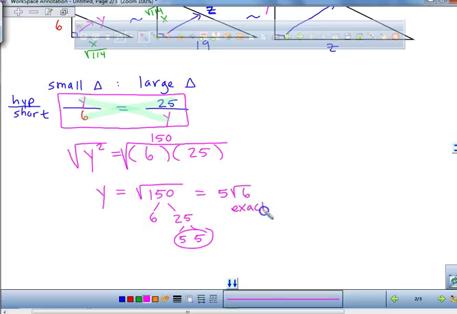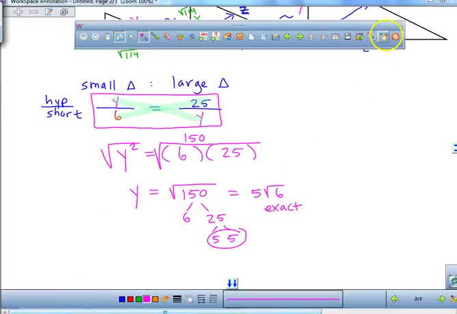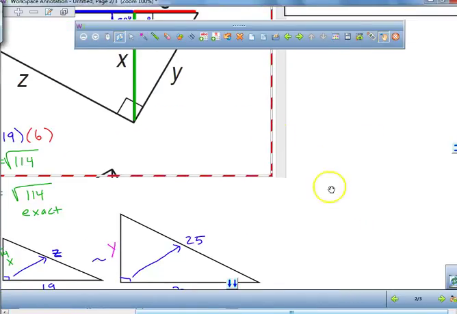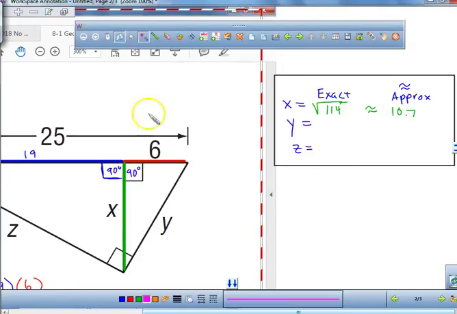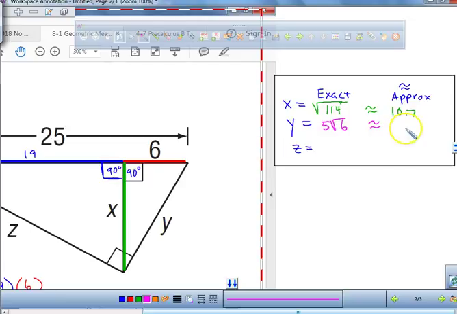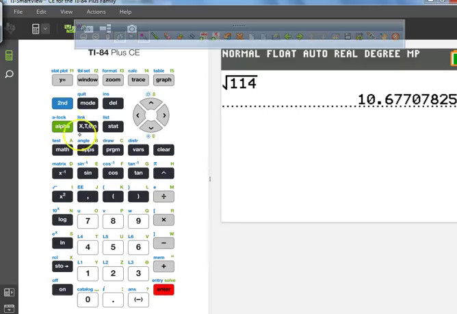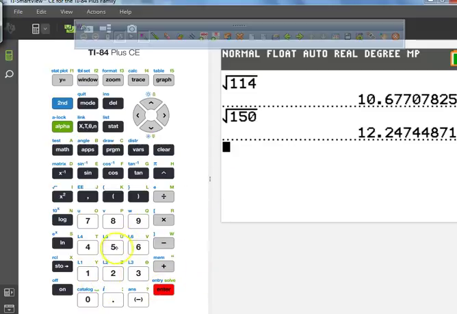So if you would write exact answer. So everybody, 5 radical 6. If you would, take 5 radical 6 right up here for y and write down the answer 5 radical 6. And now we're going to find the approximate value. So go over here. You're going to say second x squared. By the way, you'll notice the square root of 150 is going to be the exact same as 5 radical 6. Do you see how those decimals are the exact same?